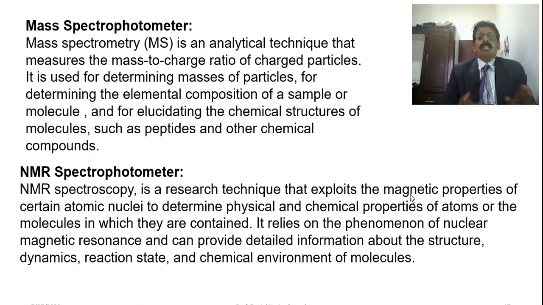And for elucidating the chemical structure of molecules, such as peptides and other chemical compounds. Especially, mass spectroscopy works on ionization. And if you study, you will be studying this instrument in detail; it's a modern method of analytical chemistry. It is coming in the next semester. But anyhow, at this junction, you should know what mass spectroscopy is, how it works, and how it is useful for identifying the structure of a molecule, the structure of a compound.